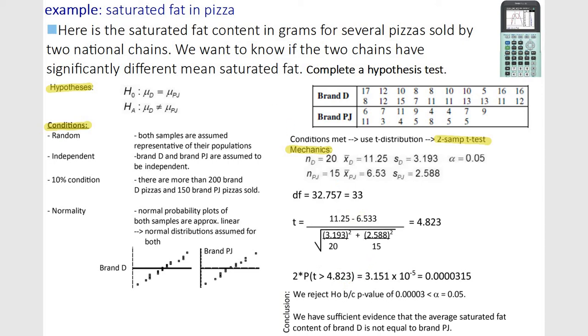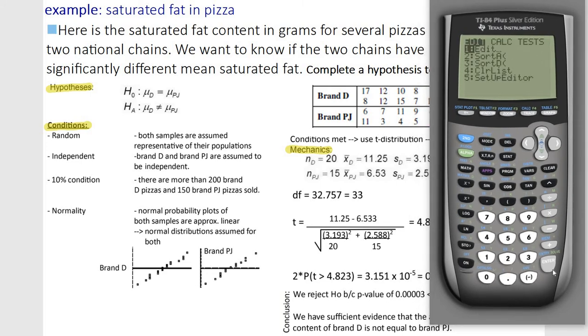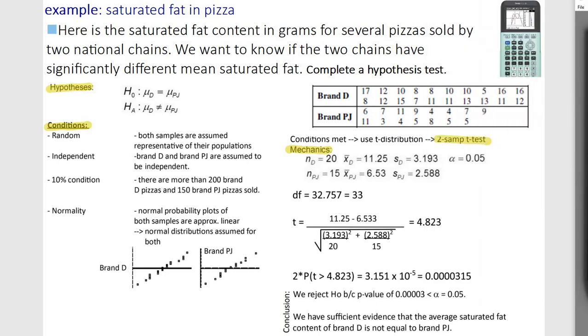Okay, so you're probably wondering how I got the degrees of freedom. Well, I put it into my calculator. I started by putting all these numbers into each list. Brand D was in list 1, brand PJ was in list 2. Then I did stat test, two-sample t-test, went down here, and I calculated it. Notice there, they did the degrees of freedom for me, so I didn't have to plug it into that crazy formula. Okay, so use that, that's helpful.